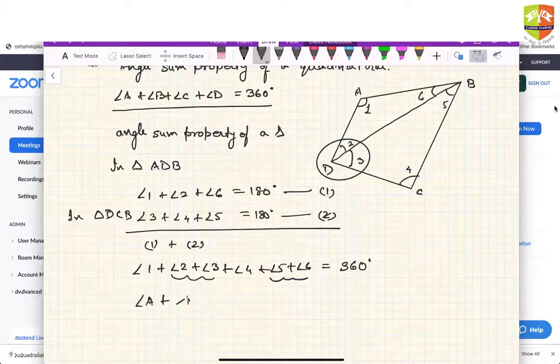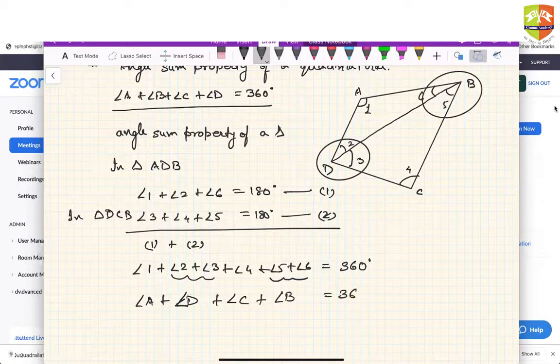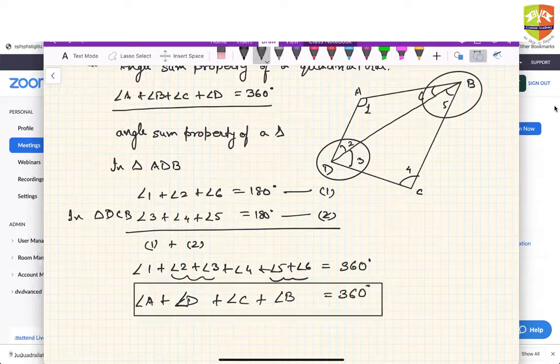So it's angle D, angle D. And angle 4 is nothing but angle C, and 5 and 6 put together here is angle B, correct? So 360 degrees, you can rearrange and you have just got the desired result. Okay, so sum of the four angles of a quadrilateral, 360.